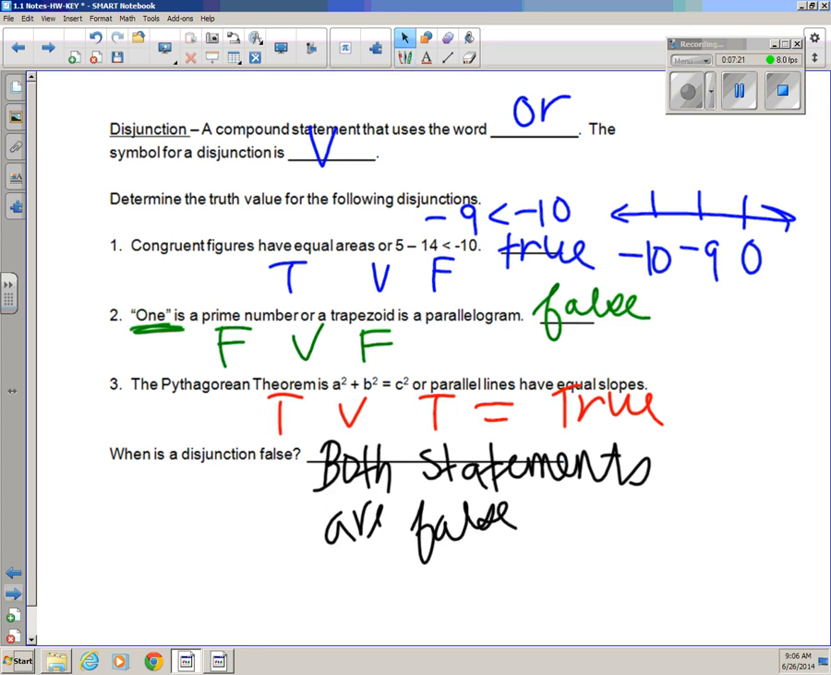Okay, so there you have it. You've got conjunctions, you've got disjunctions, you've got statements, and you've got negations. Good luck on your homework.